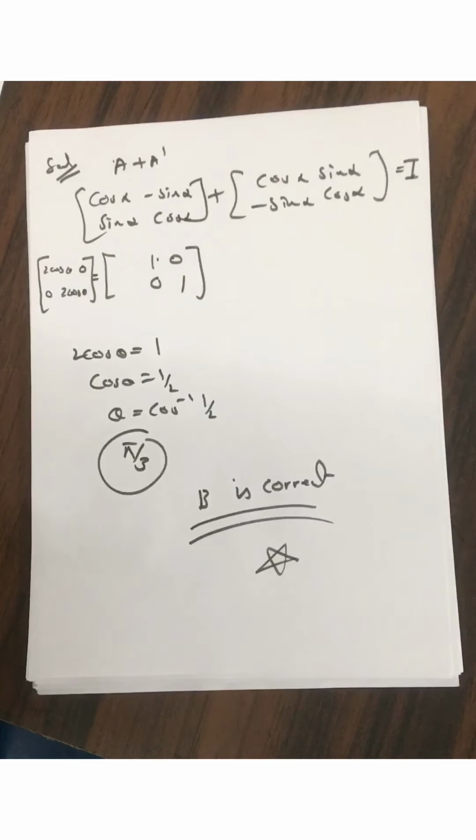I hope you're clear with each and every question of this exercise. We studied symmetric matrices, in which A dash equals A, and skew symmetric matrices, in which A dash equals minus A. Also we studied how to transpose: we change rows into columns and columns into rows. So this full exercise is done.